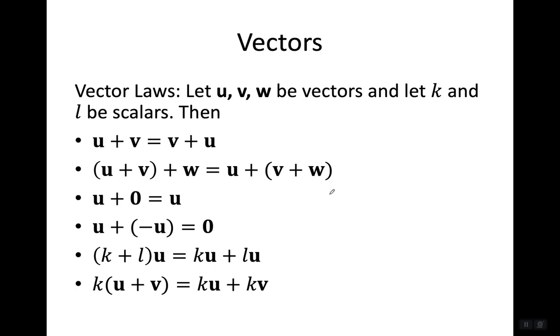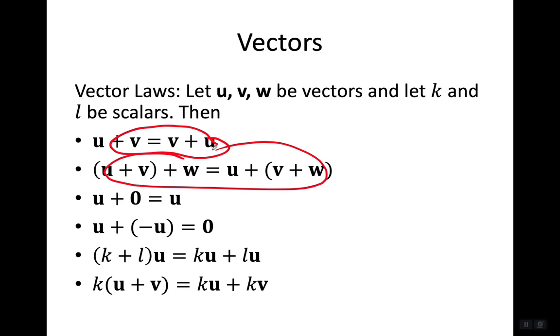Here are some vector laws. Let u, v, and w be vectors. Let k and l be scalars. We have commutativity, u plus v is v plus u. We have associativity, (u plus v) plus w is u plus (v plus w). U plus the 0 vector is u. U plus the opposite of u is the 0 vector. And then we have these distributive properties. (k plus l) times u is ku plus lu. k times (u plus v) is ku plus kv.